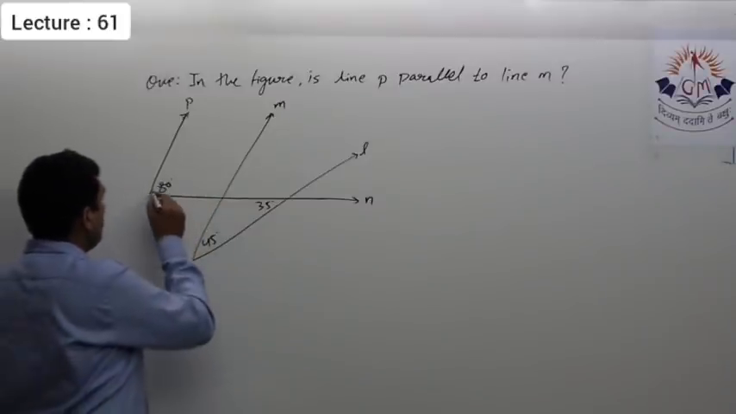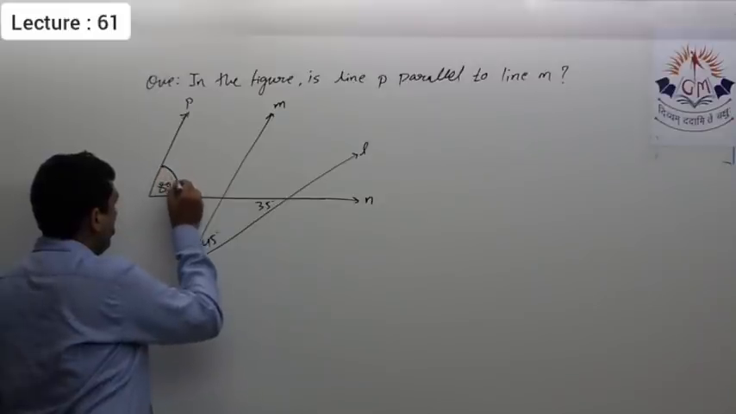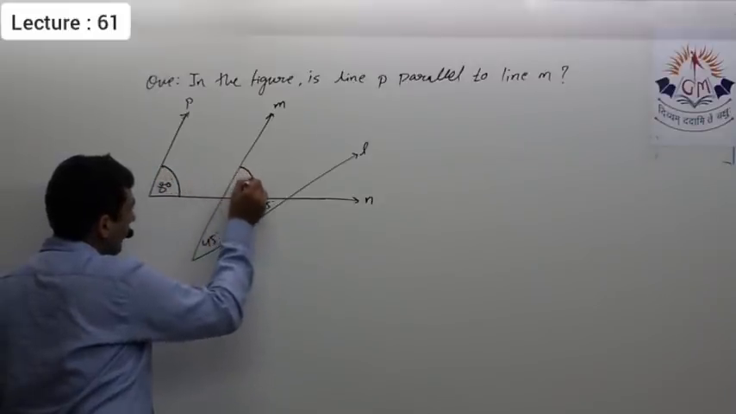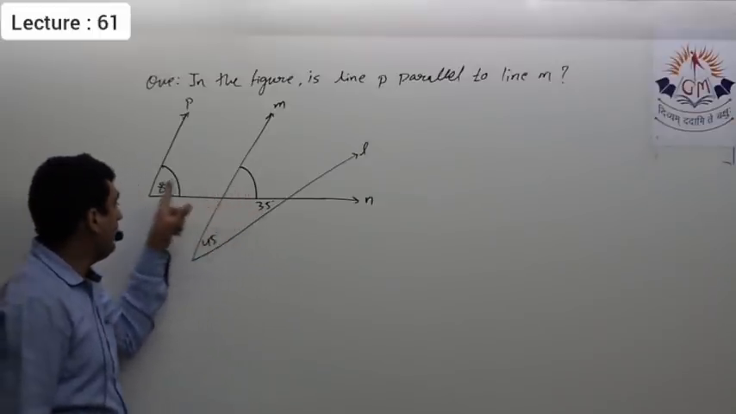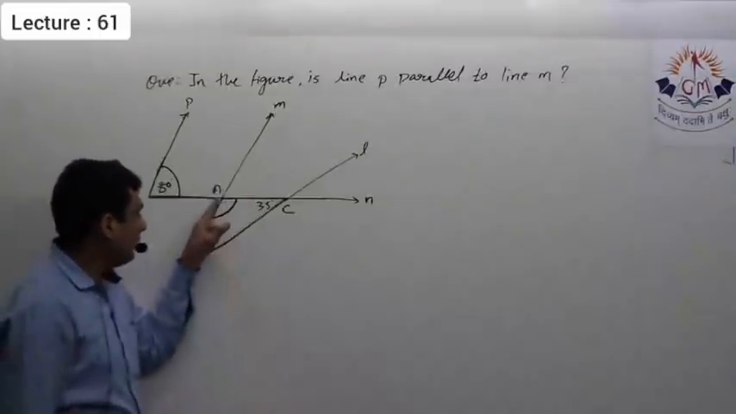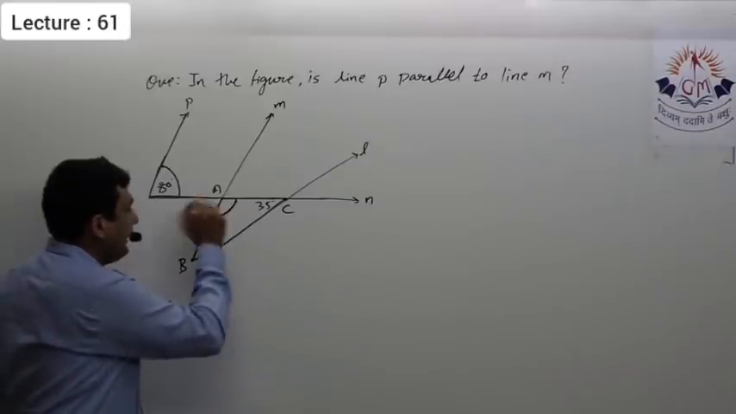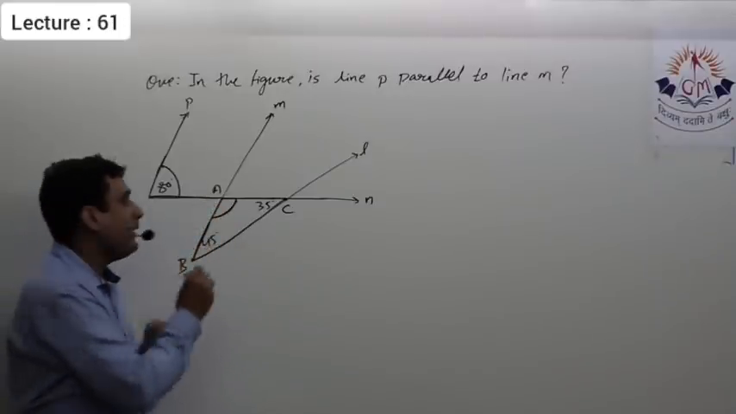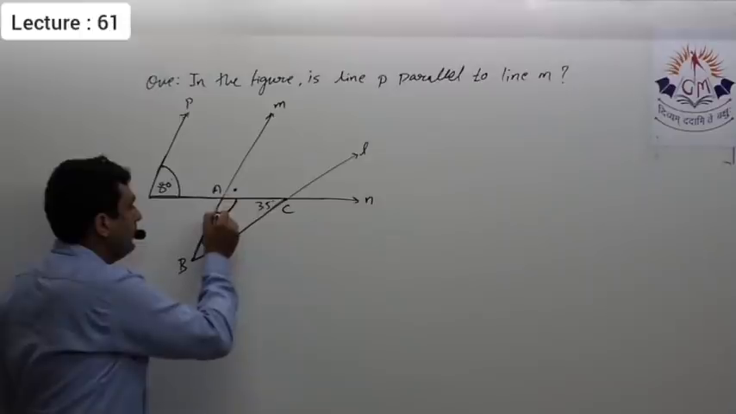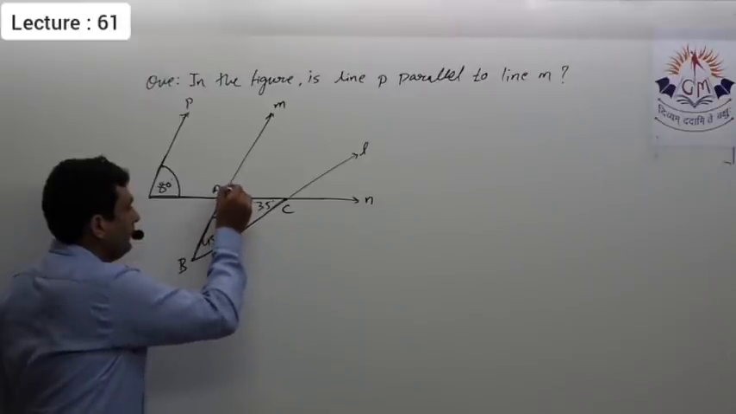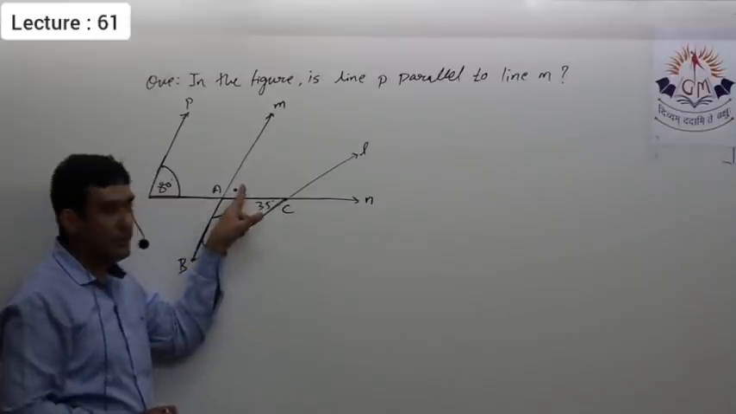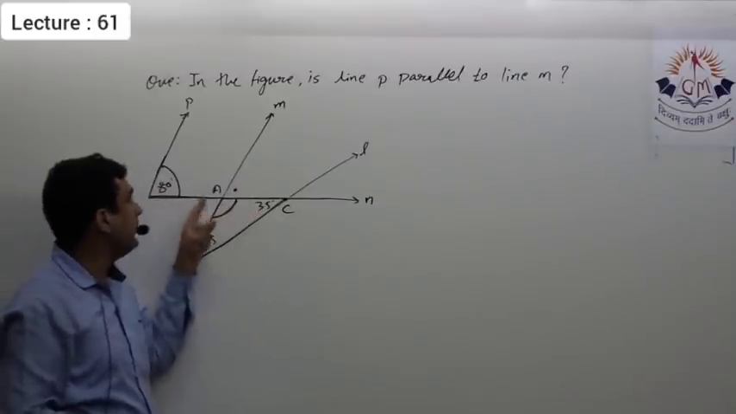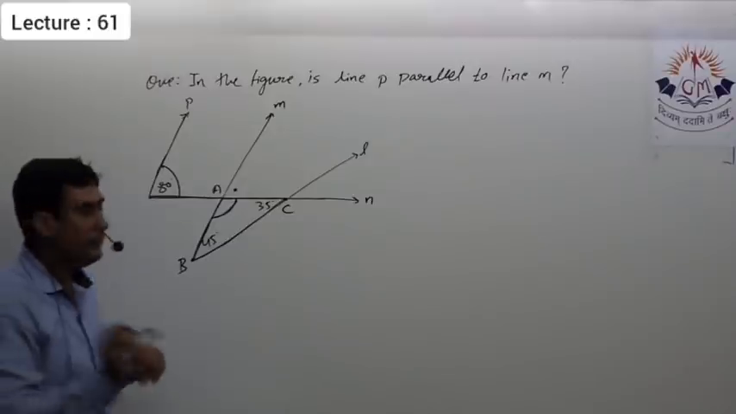So see, this is 80 degrees. Now if I find the measure of this angle and I find that it is 100 degrees, then by the linear pair axiom I can find this measure. This angle plus this angle should be 180 degrees. So this was 100, so this must be 80. So I can say by equal corresponding angles, P and M are parallel. This is one way.